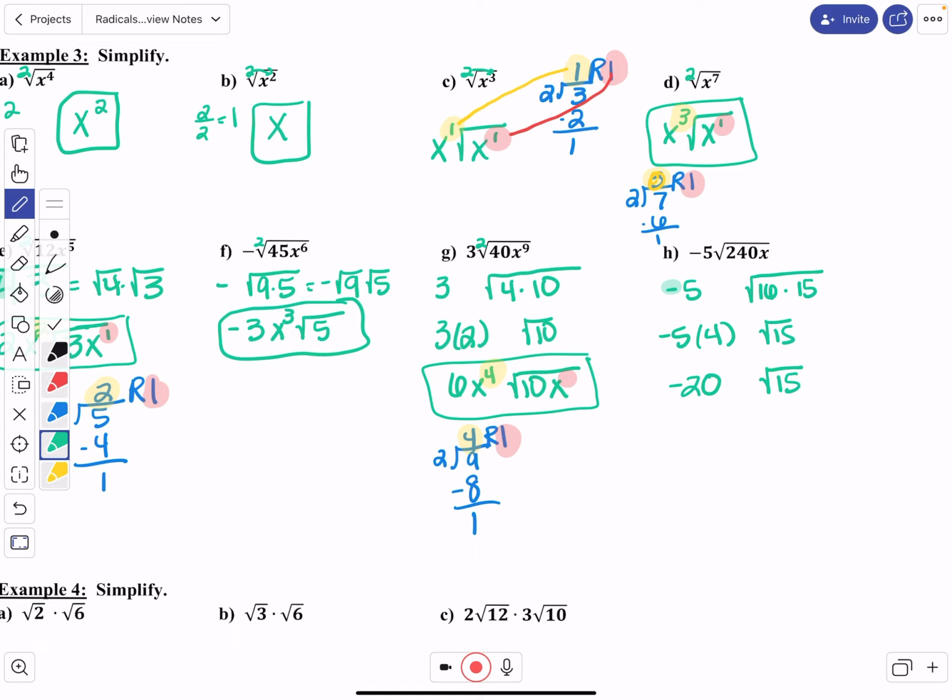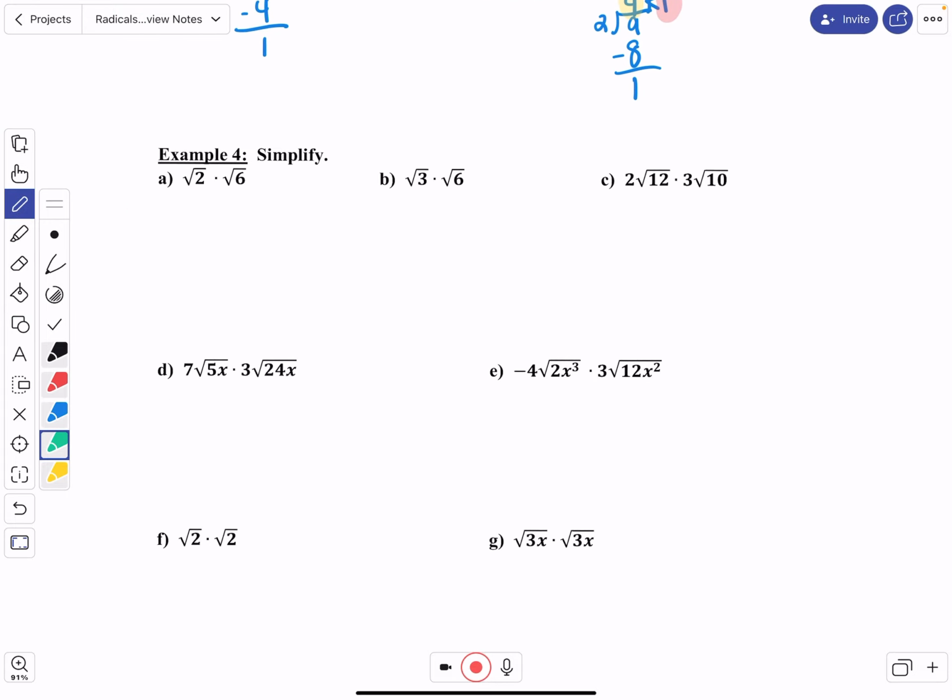There's 15. Okay, so remember, this is a 2. Okay, remember, this is a power of 1. 2 will not go into 1. 2 is too big, so I just put my x here, and that's just my answer. Okay? All right, so simplifying.